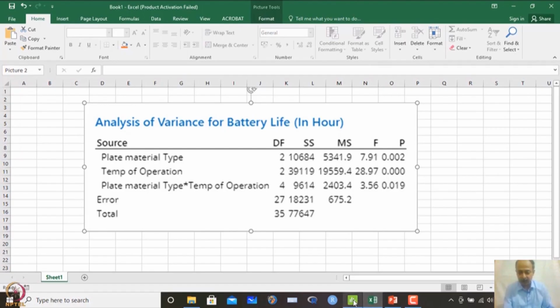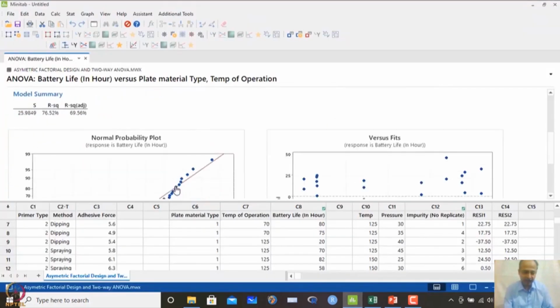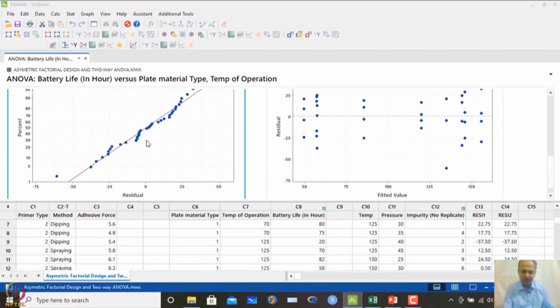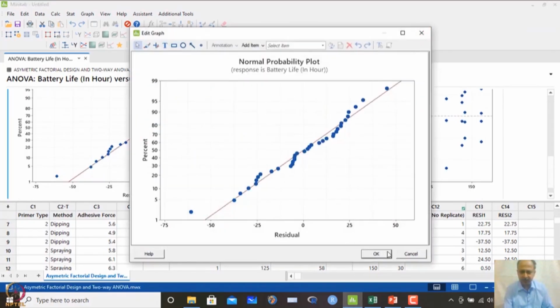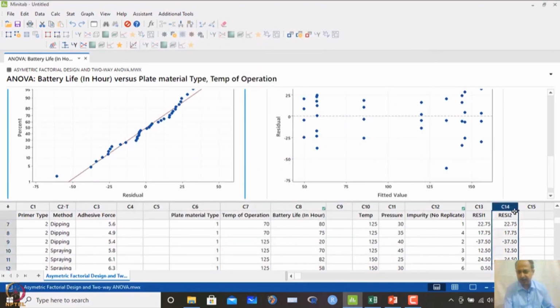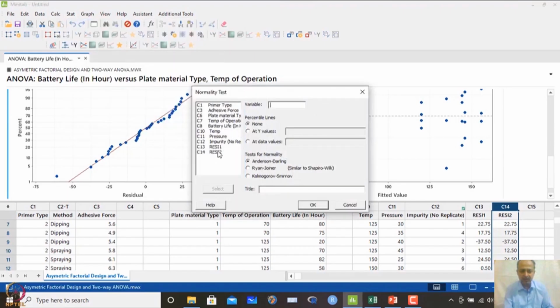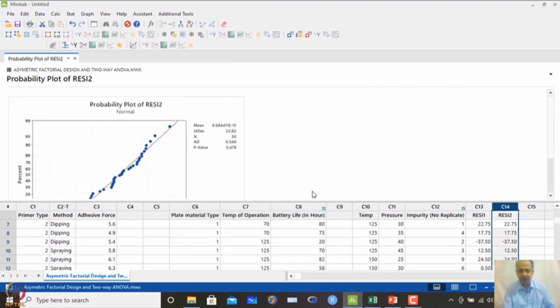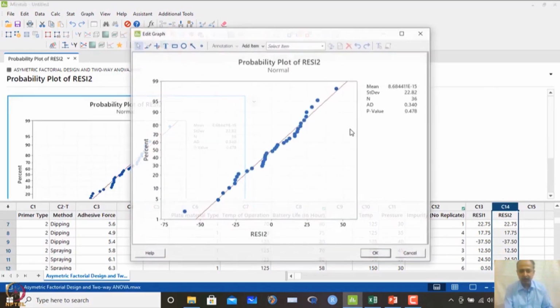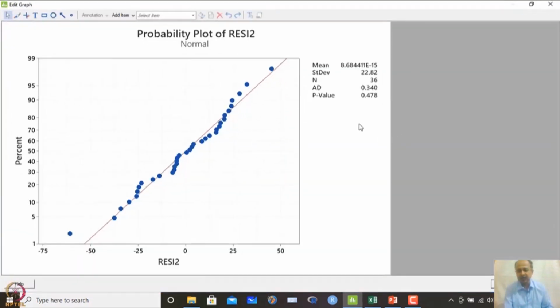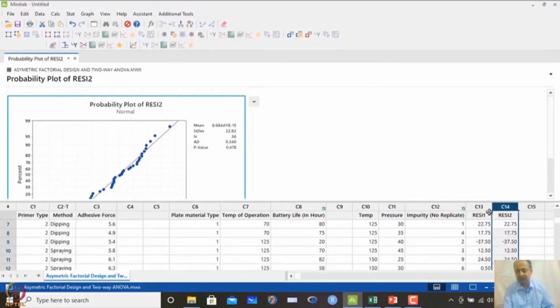Okay. So, the normal probability plot seems to be satisfactory, so there is no problem as such. We can also check that, because C14 is the residual, to see whether everything is fine. In this case we are doing a normality test on residual 2, because earlier some other residual was saved. What we are seeing is that the p value is more than 0.05, so it is satisfactory. We do not have any problem in the normality assumptions.